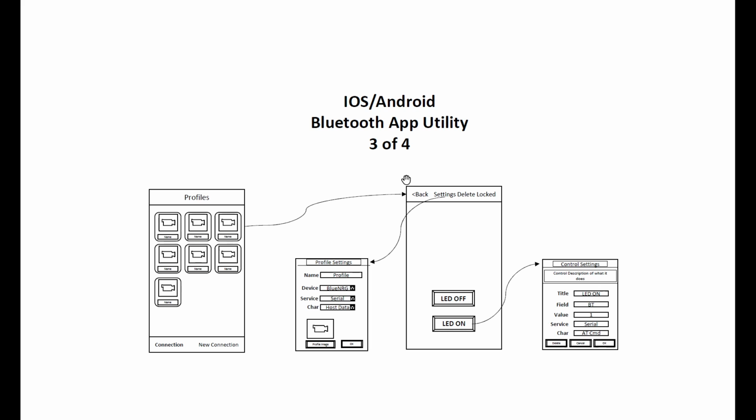The menu bar at the top, we have a way to go back to the main screen, and then we also have access to the settings menu where we can update the device if we want to connect to a different device with an existing profile, or change the service or the characteristic, right? And also to update the image if you want.